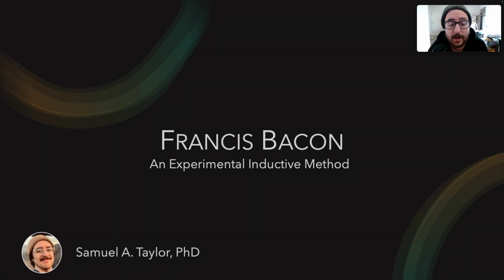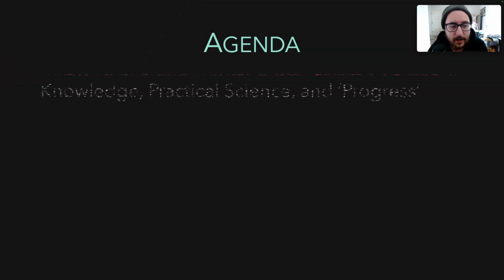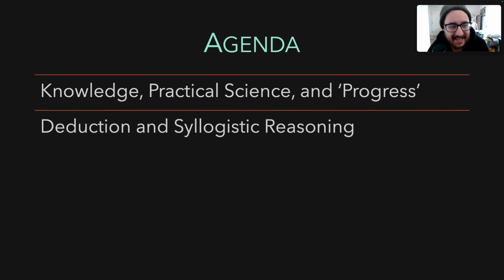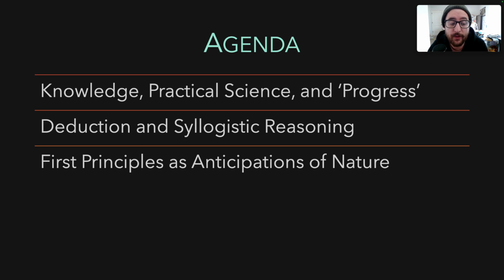In this video, we're going to be talking about Francis Bacon's experimental inductive method. We're going to start by talking about how Francis Bacon thought about the nature of knowledge and its relation to practical science. We'll also talk about the kinds of methods that he's trying to replace or give alternatives to, including the heavy reliance on deduction and syllogistic reasoning from the Aristotelian methods that he rejects, and how these also rely on various first principles as anticipations of nature.